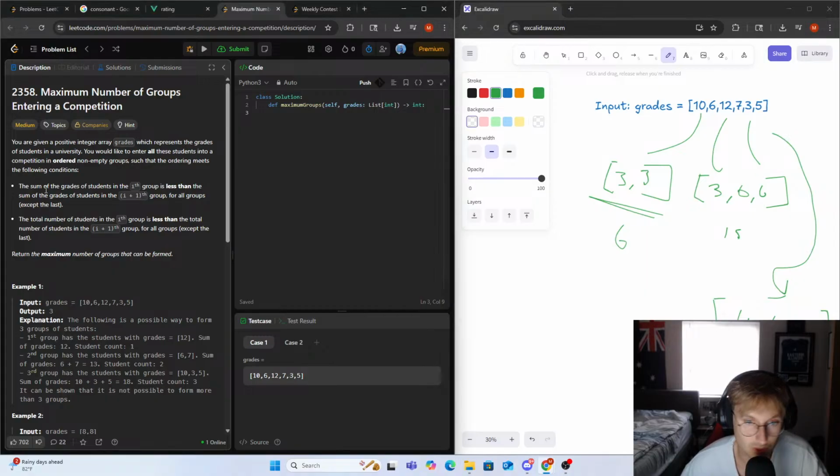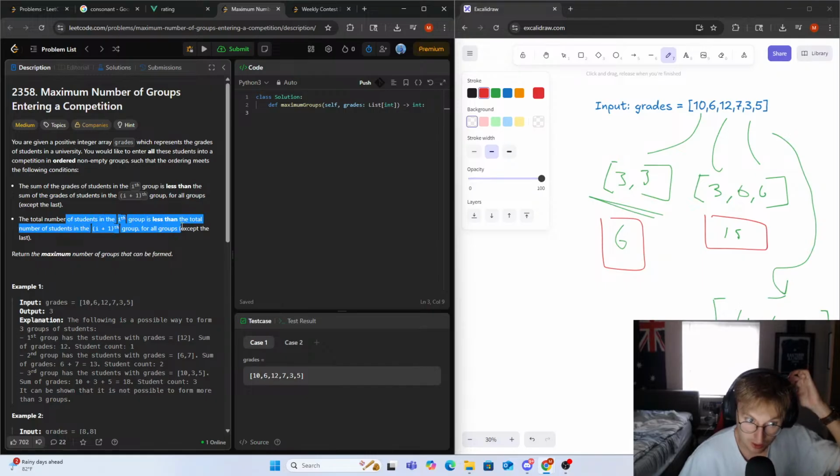So I believe this passes both our conditions. One, because the sum of them is greater, right? We got 6 here, then we have 15, and then we have 36. But also our second one, that the total number of students in the ith group is less than the total number of students in the ith plus 1 group for all groups except the last.